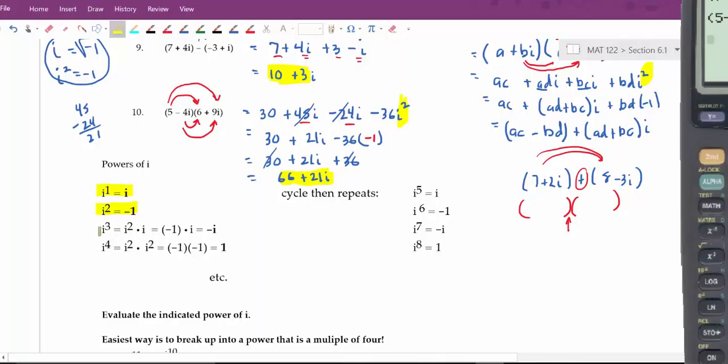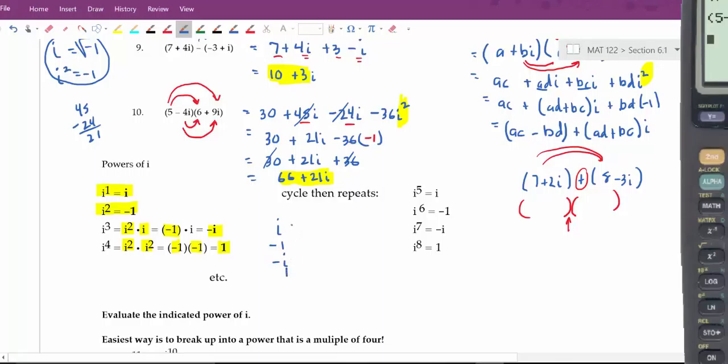Notice on I to the third, I broke that up into I to the second times I. Well, I to the second is -1, and -1 times I is going to be -I. And then I to the fourth, I broke this up as I squared times I squared. Both of those are -1s, so you end up getting 1 as an answer. So you'll see these things cycle through I, -1, -I, and 1.